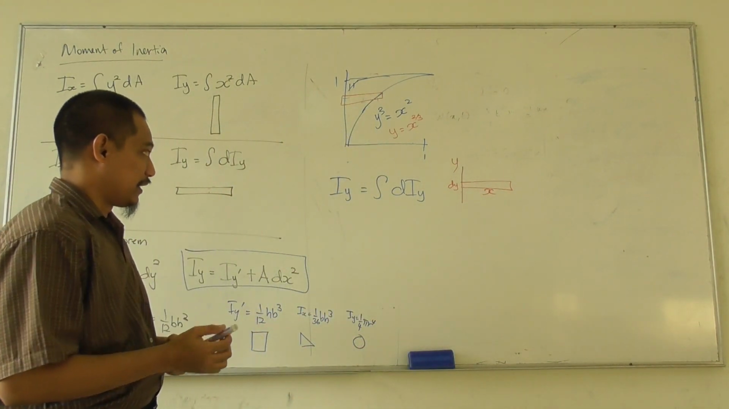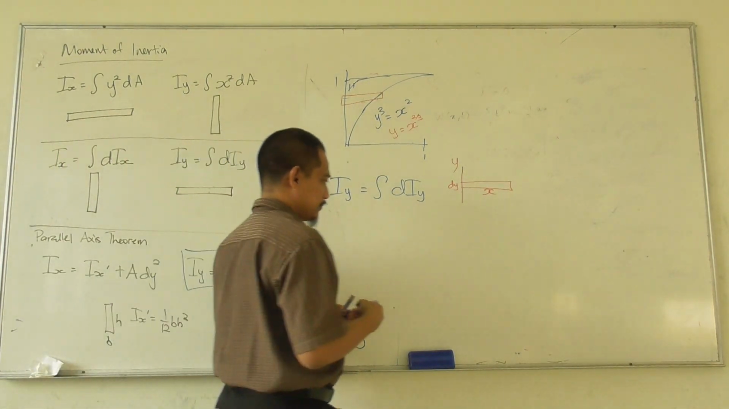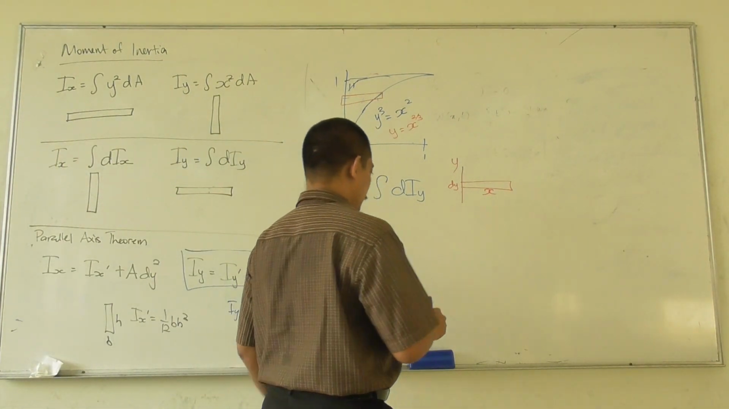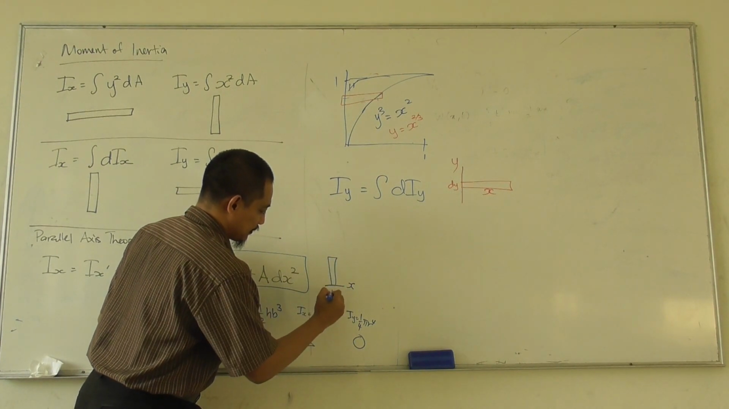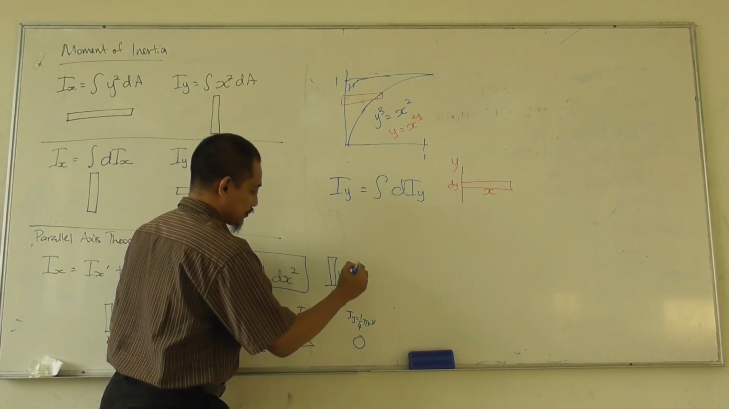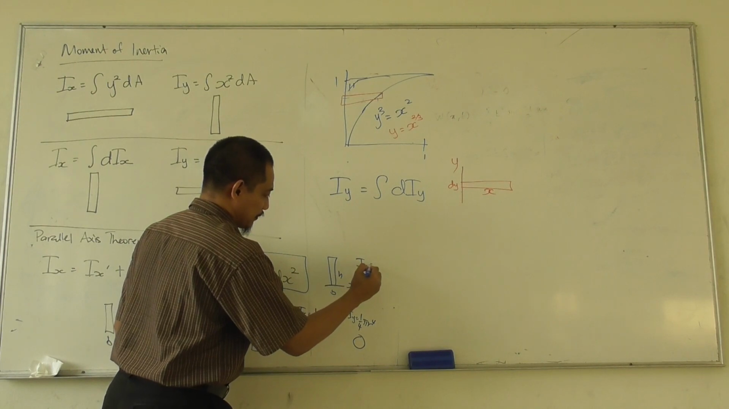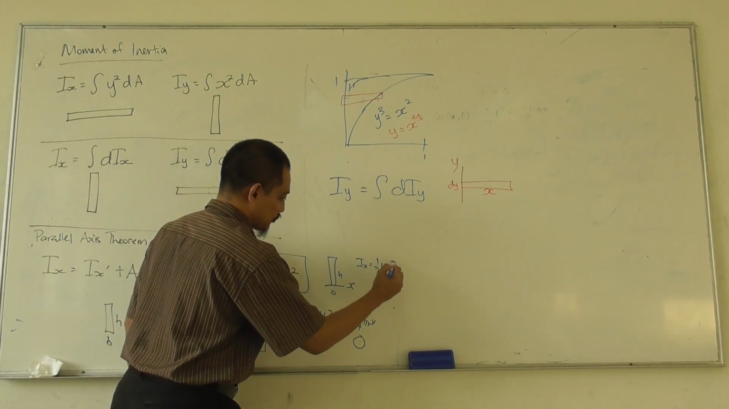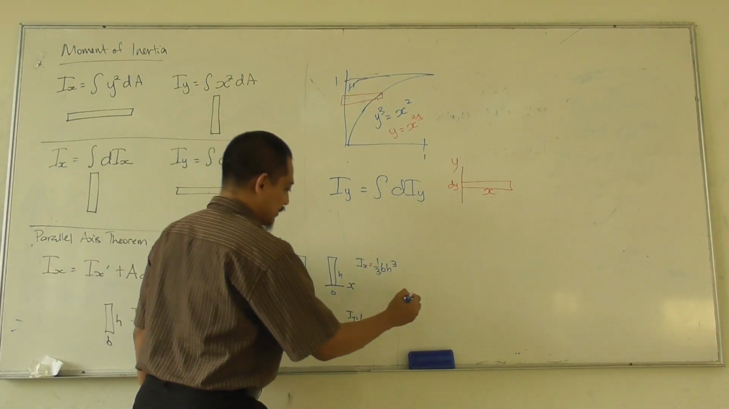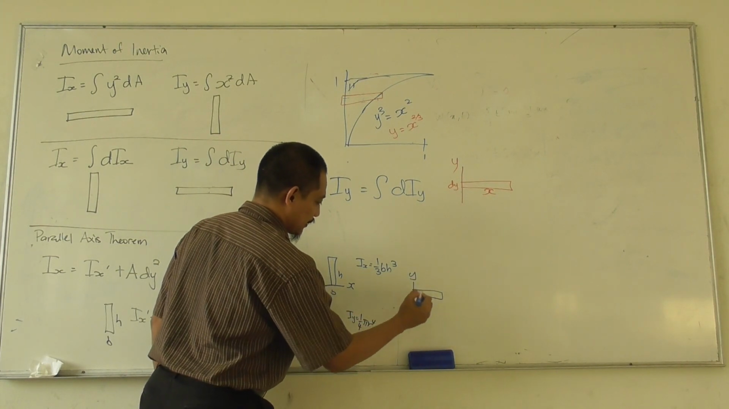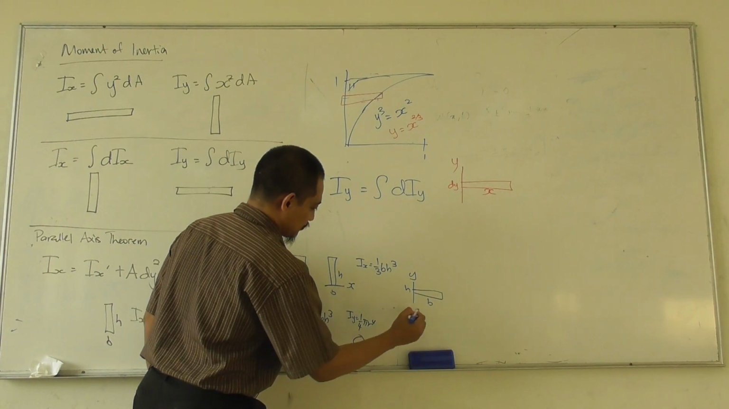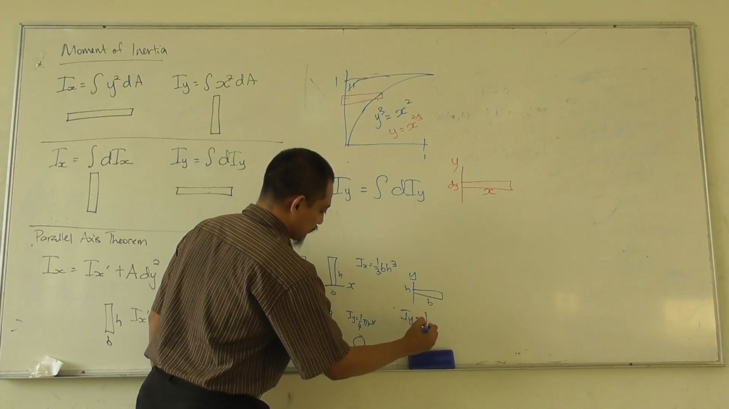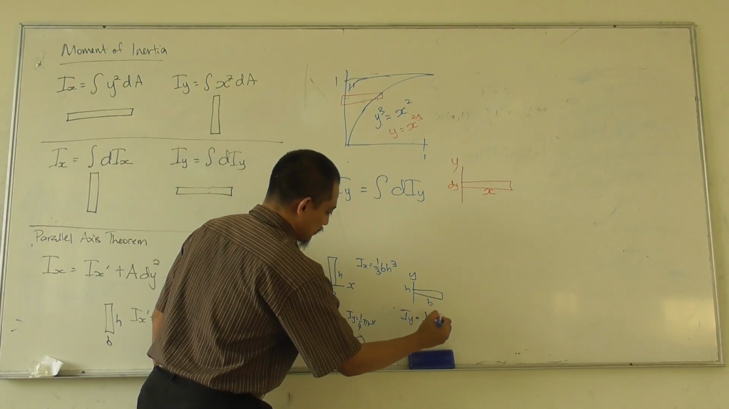Correct. Based on the parallel axis theorem, which we have shown in class, for this x and like this, b and h, Ix becomes 1 over 3 bh cubed. Similarly, if you have something like this is y, let's say this is b and h, you get Iy equals 1 over 3 hb cubed.